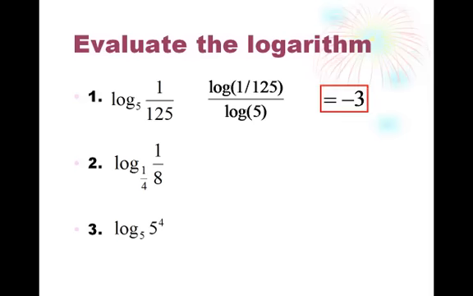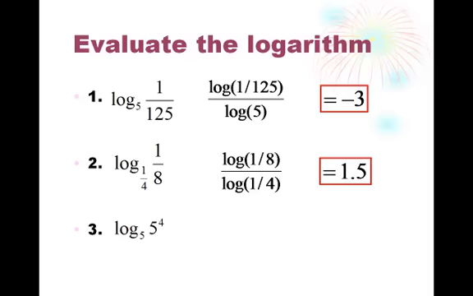On number 2, log of 1/8, close parentheses, divided by log of 1/4, close parentheses. The base number is 1/4, that's going to go on the bottom of the fraction. 1.5 is our answer. On number 3, log of 5 to the power 4, close parentheses, divided by log of 5, close parentheses. The base number was 5, so 5 should go on the bottom of our fraction. This one equals 4. This is how you evaluate a logarithm in your calculator.